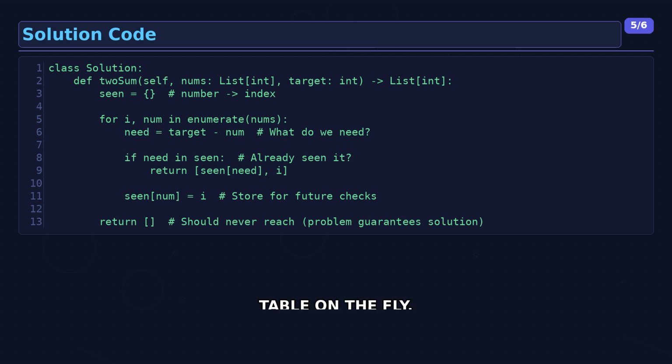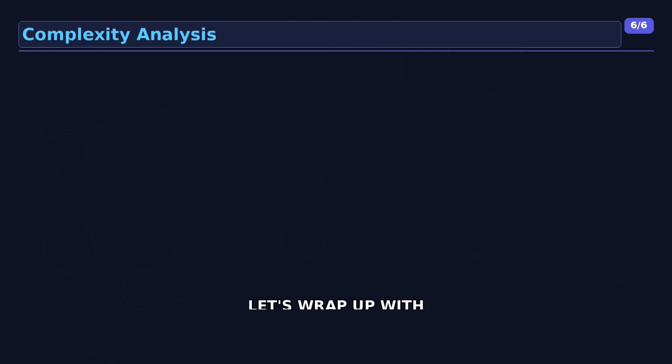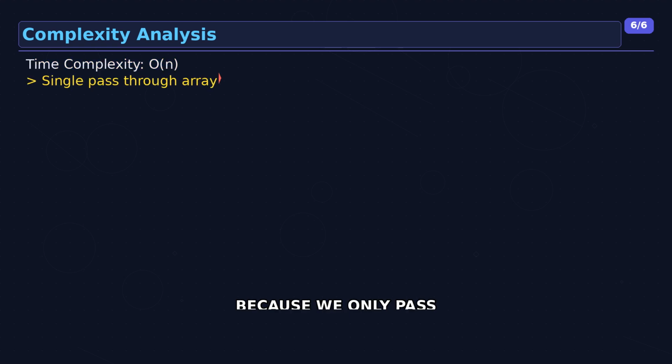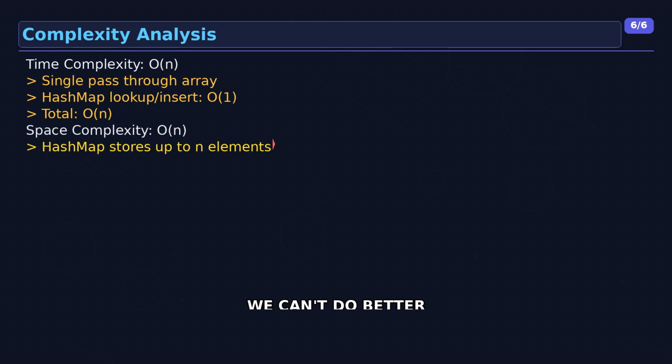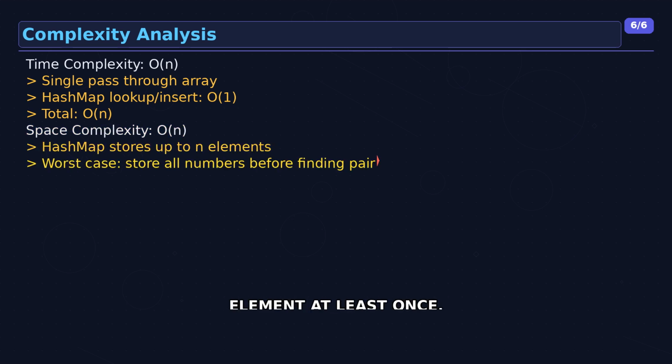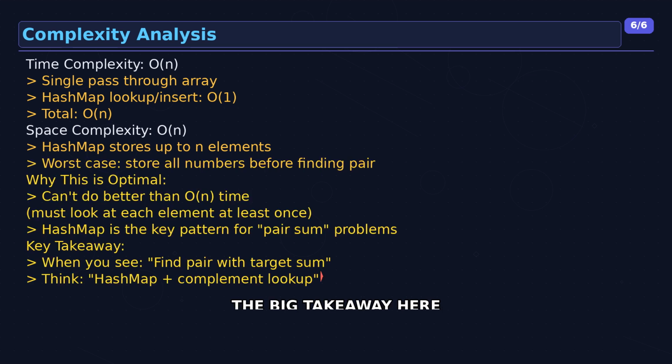the fly. Let's wrap up with complexity analysis. Time complexity is O(n), because we only pass through the array once, and each hash map operation is constant time. Space complexity is also O(n), since in the worst case we might store almost every element. This is optimal because we can't do better than n time, we have to look at each element at least once.